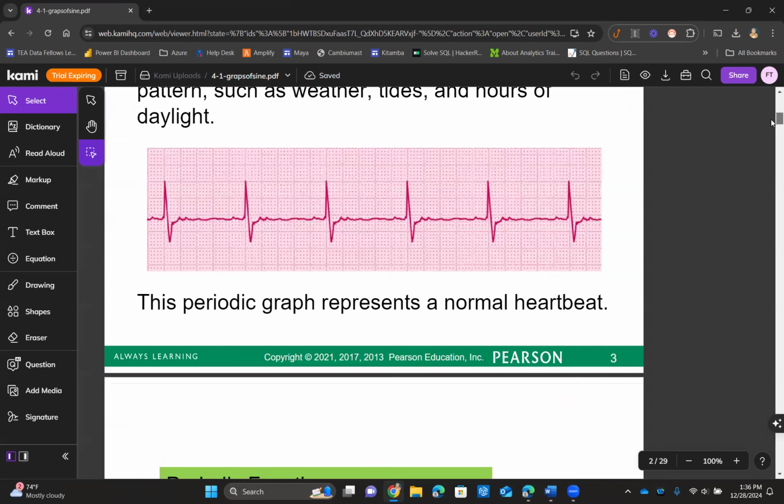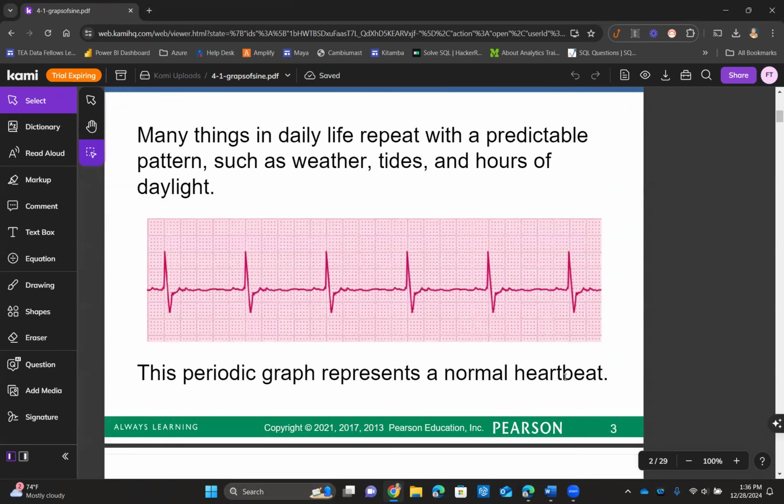This periodic graph represents a normal heartbeat. So when we try to understand what this graph is saying, we see a full figure of this shape, and then whenever it ends, it just repeats itself again. It stops, and there is nothing like a brand new shape coming when the cycle is over. It's just repeating itself. And this is called a periodic graph because periodically the graph repeats itself.